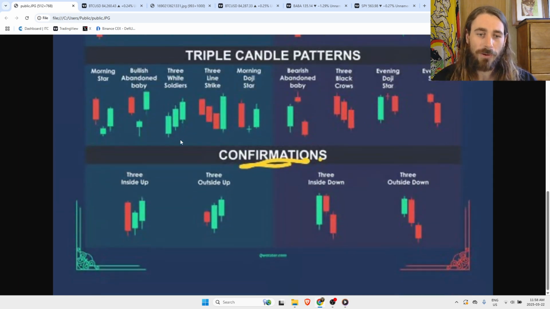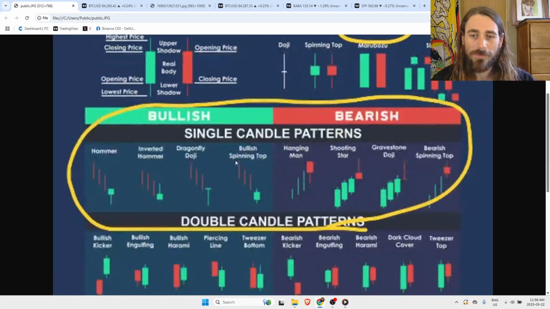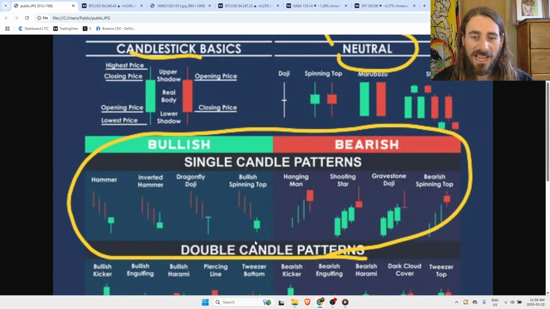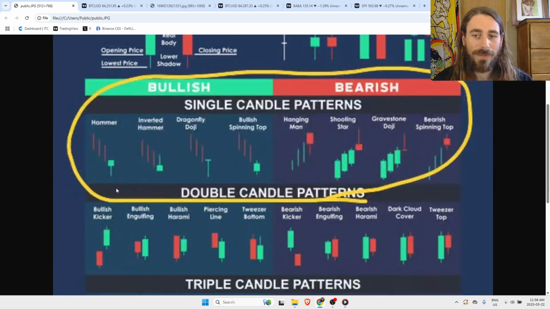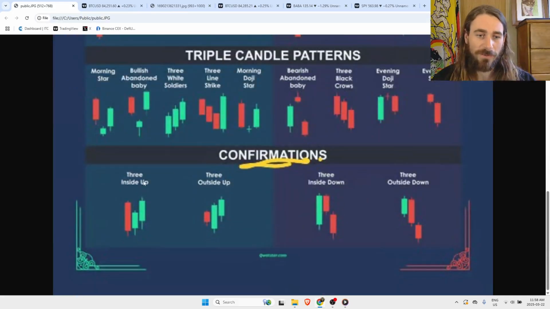So another thing I want to pay attention to here is confirmation. Essentially we're going to look for these candles in the charts and then see if we get confirmation from them. So what we have here is 3 inside up in terms of bullish confirmation. You can see essentially right here the second candle after this large bearish candle is within the body of that bearish candle, and then we print a second subsequent green candle that's also just breaking out of there.